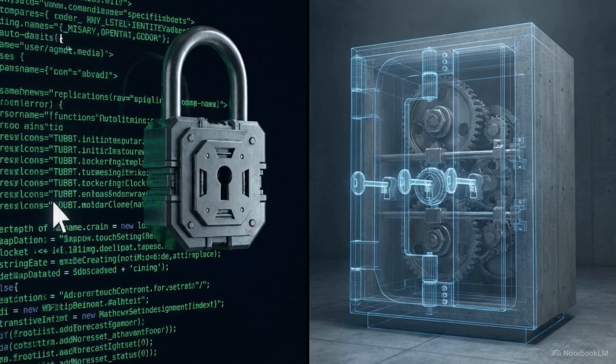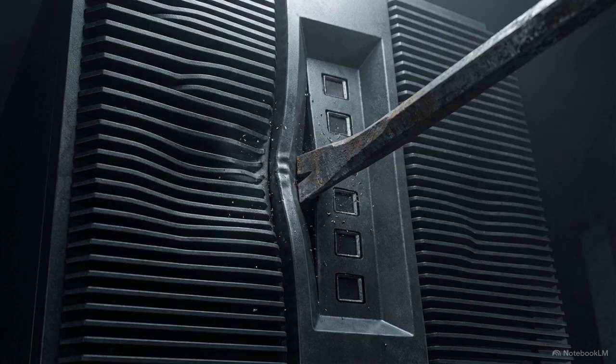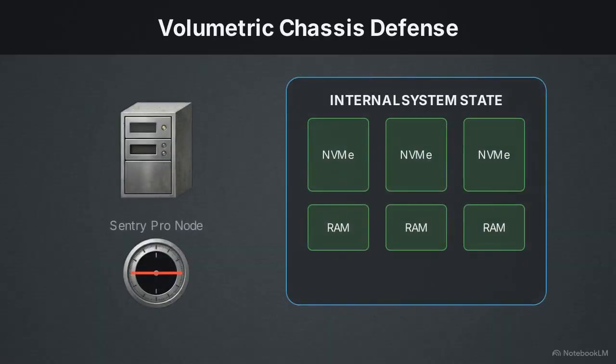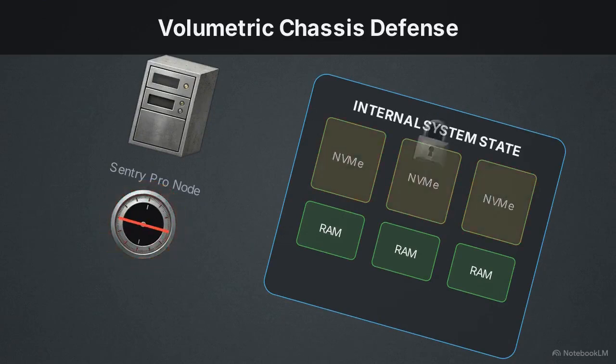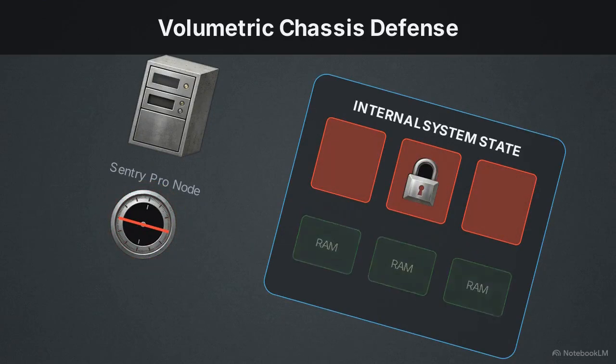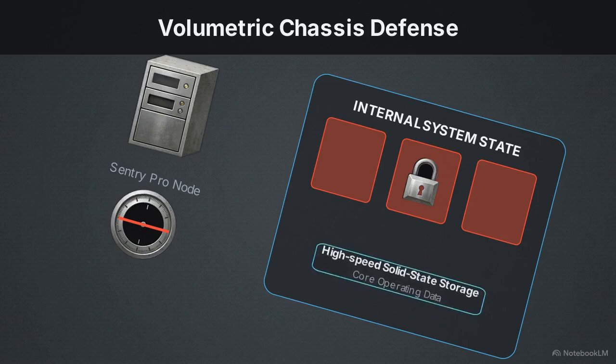Multi-signature technology requires multiple independent cryptographic keys from different parties to authorize a single system action. If attackers abandon software manipulation and attempt a brute force physical extraction of the central Sentry Pro GPU server, the hardware itself reacts. Internal gyroscopes trigger the volumetric chassis defense upon detecting unauthorized physical movement, permanently encrypting the NVMe drives and securely purging RAM in milliseconds. NVMe drives are high-speed solid-state storage devices that hold the system's core operating data.